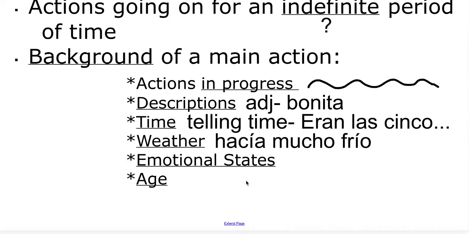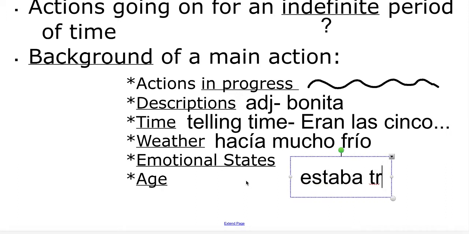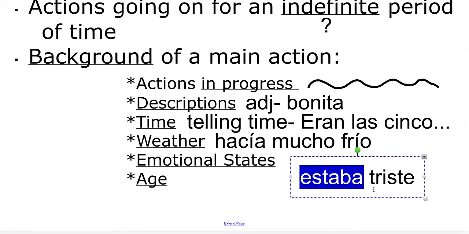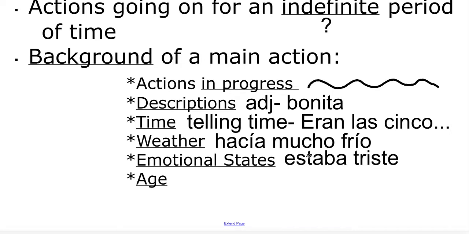Emotional states, if you're talking about a person's emotion in the past, how they felt. So for example, the one from the pretest, Cinderella was sad. You would say, estaba triste. Okay, you'd have to use estar, obviously, because we're using an emotion, and then the imperfect of estar because that is a reason for the imperfect.